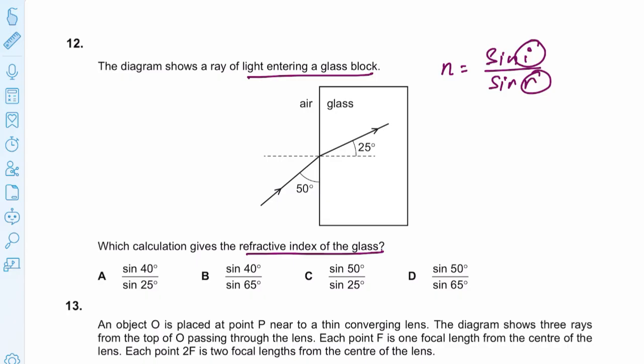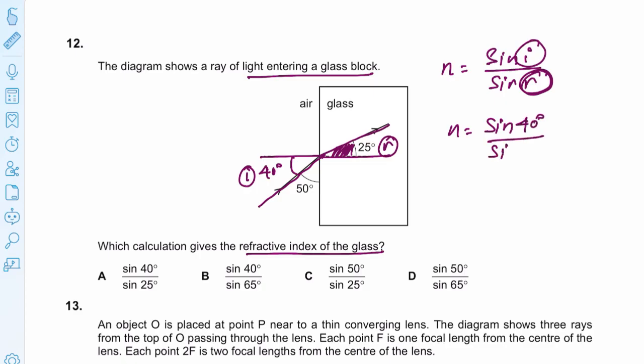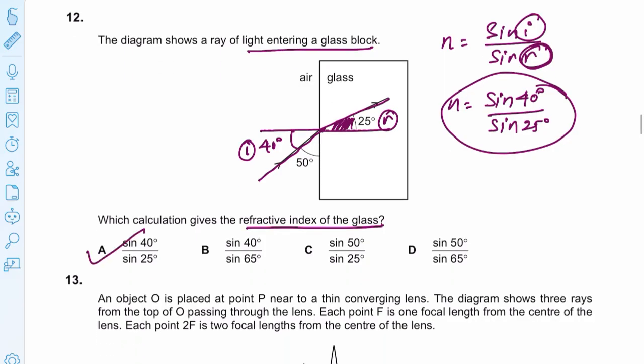Now you tell me, what is angle i all about? Angle i is the angle between the ray and the normal. Do you understand? So this angle will be 40 degrees. Again, I'm saying the angle r is between the ray and the normal, which is given as 25 degrees. This will be my r and this will be my i. Did you get it? So n should be sine 40 degrees over sine 25 degrees. This is the option. Let's check. Yes, option A will be the answer.